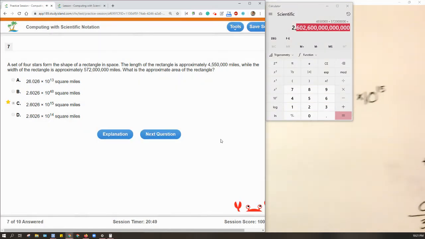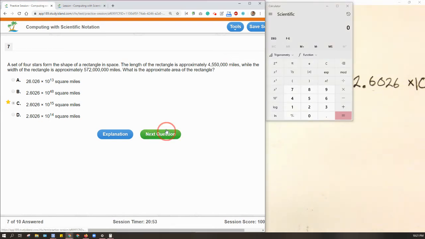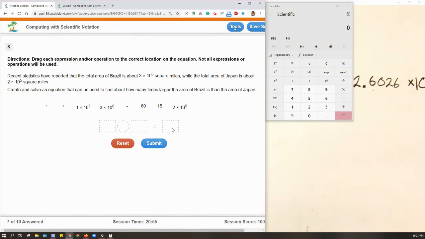Moving right along now. What's the next one that we are going to deal with? Number 8. Recent statistics have reported that the total area of Brazil is about 3 times 10 to the 6th power square miles, while the total area of Japan is about 2 times 10 to the 5th power square miles. Create and solve an equation that can be used to find out how many times larger the area of Brazil is than the area of Japan.